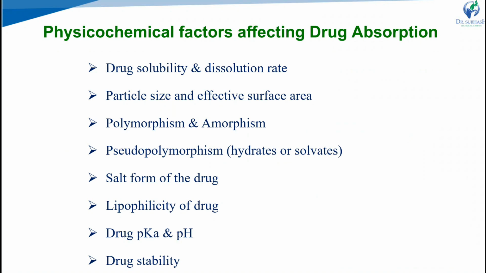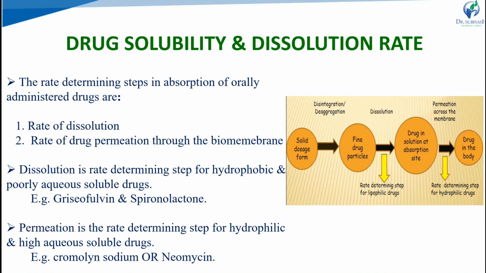The first one is drug solubility and dissolution rate, then particle size and surface area, polymorphism and amorphism, pseudopolymorphism, hydrates or solvates we can call, solid form of drug, lipophilicity of drug, and drug pKa and pH, those two points, lipophilicity of drug and drug pKa and pH, also known as pH partition theory, and drug stability. So these are the factors under the physicochemical part. One by one we have to see the factors. The first one is drug solubility and dissolution rate.